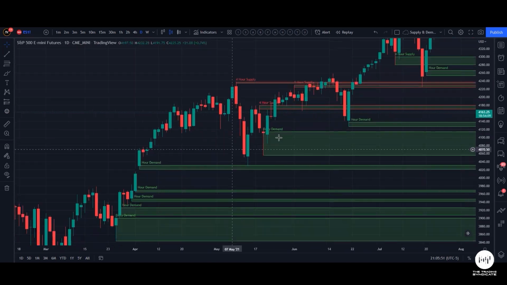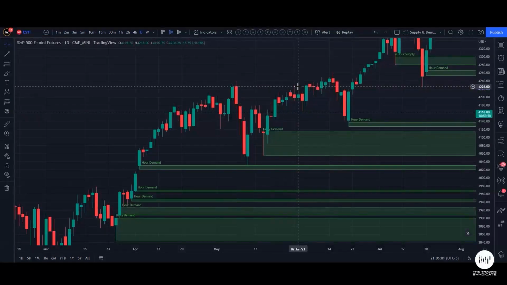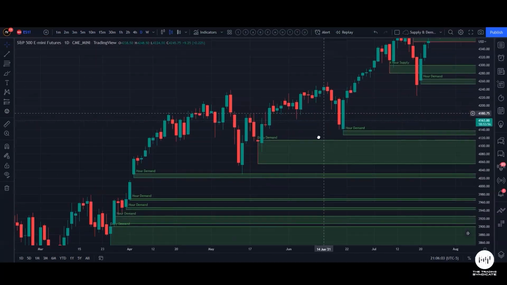And this 4-hour demand zone actually held up right here, so we would keep it. Same with this daily demand zone. We don't see any price action beneath it on the right side of the screen. However, this supply zone right here, easy to invalidate and remove. Same with this one and this one, as price broke above over here.